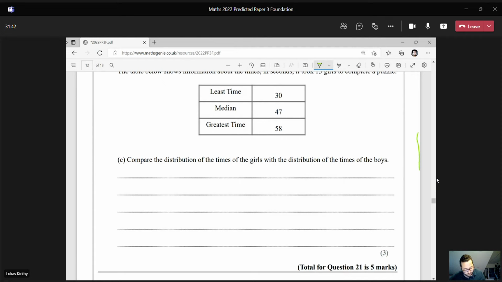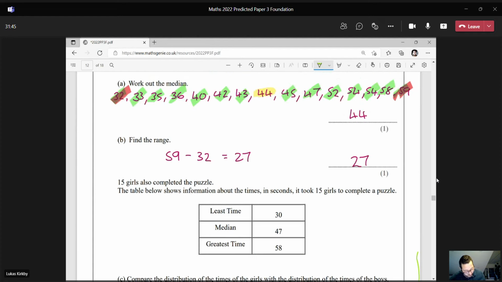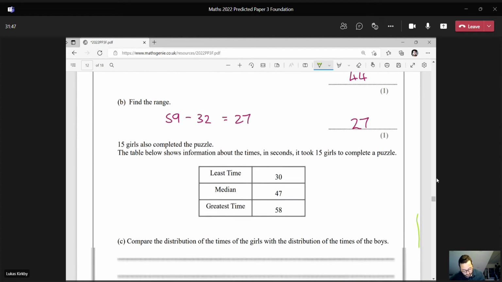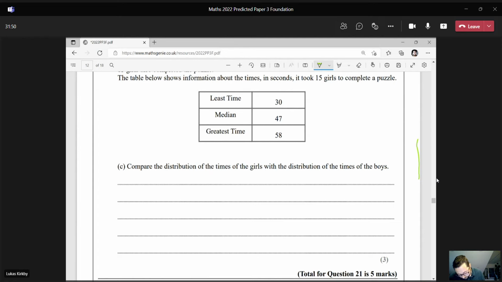Okay, so the least time for the girls is 30, and the least time for the boys is 32. So let's just write that down. The least time for the girls, 30, is lower than the least time for the boys, which was 32, so I reckon that's maybe 1 mark.